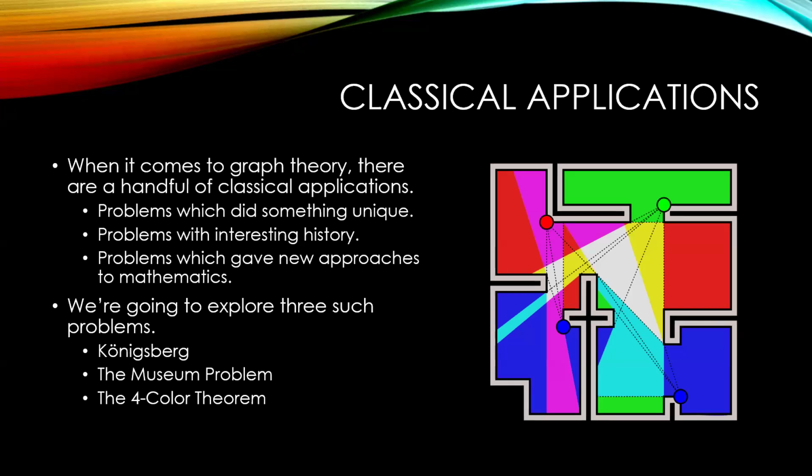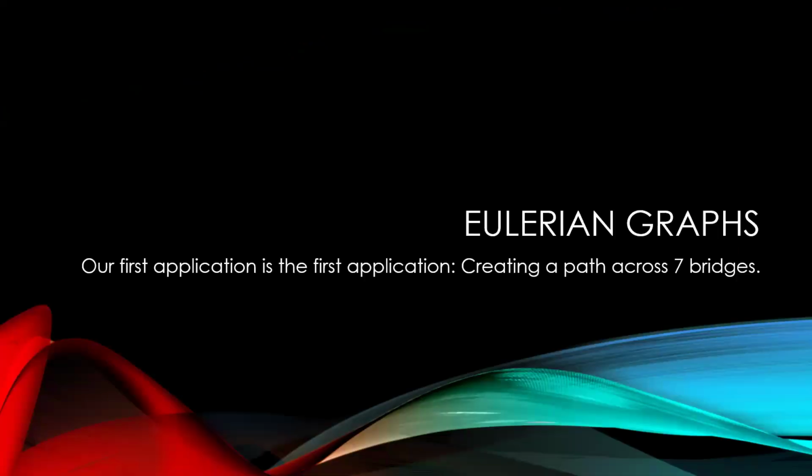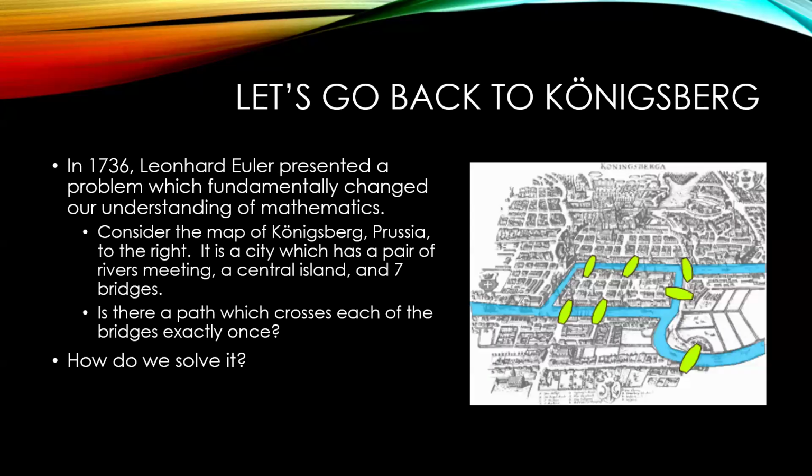We're going to talk about the Königsberg problem. We're going to talk about the museum problem, and we're going to do the four-color theorem. To begin with, let's talk about Eulerian graphs, and let's see if we can visit Königsberg for the last time. And so we all know this problem. In 1736, Euler presented this problem.